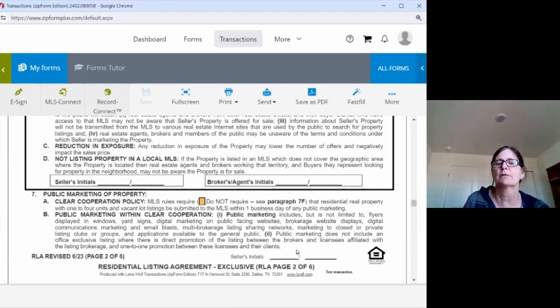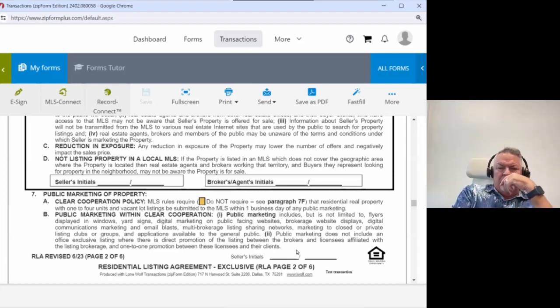Public marketing does not include an office exclusive listing where there is direct promotion of the listing between the brokers and licensees affiliated with the listing brokerage, and 1-to-1 promotion between them, so them and their clients. What that means is that even if I'm not allowed to market my listing publicly, I can tell other agents in my office about it, and they can tell their clients, and that's not considered public marketing. But if any type of public marketing happens, I have to get it in the MLS within 1 day. Ernie, you have a question?